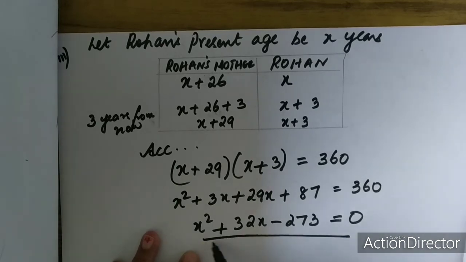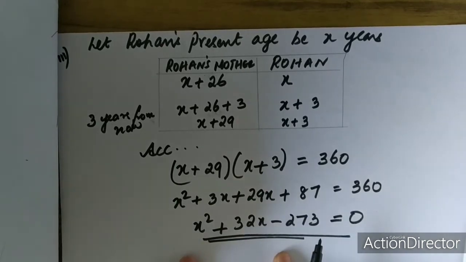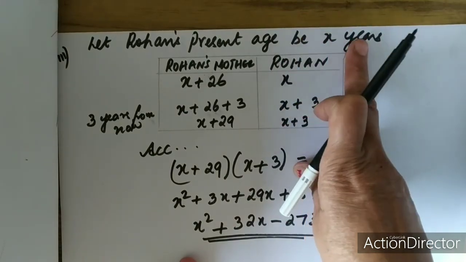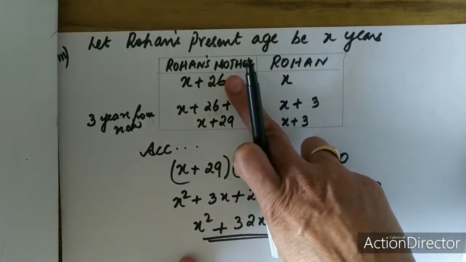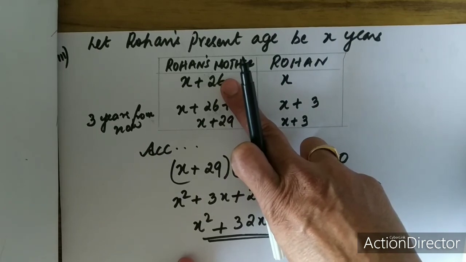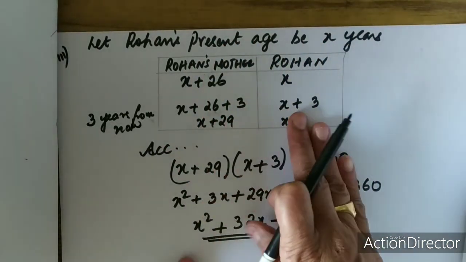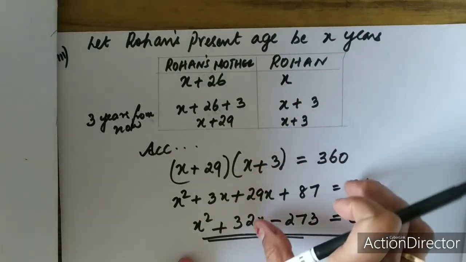Now if you solve this equation, you will get Rohan's present age. After getting Rohan's present age, we can calculate his mother's age by adding 26. So if you make two columns like this, it will be very easy for you to write the equation.